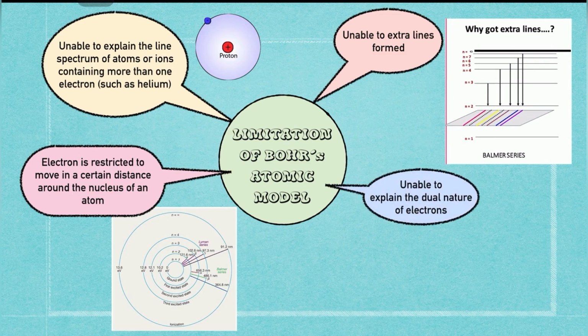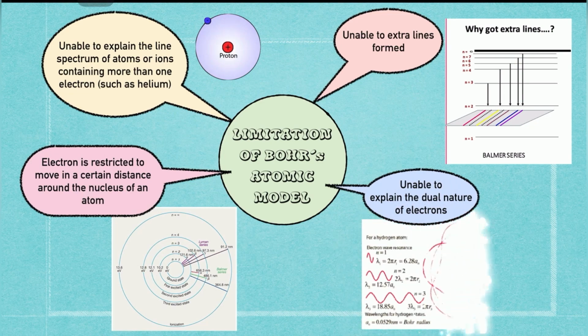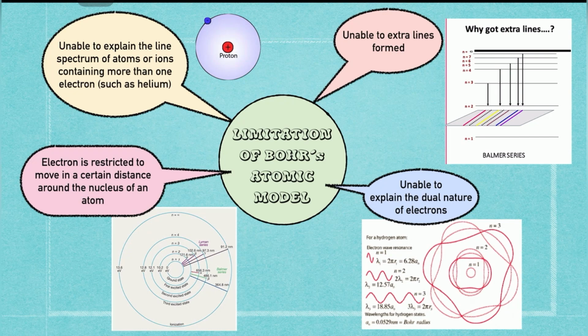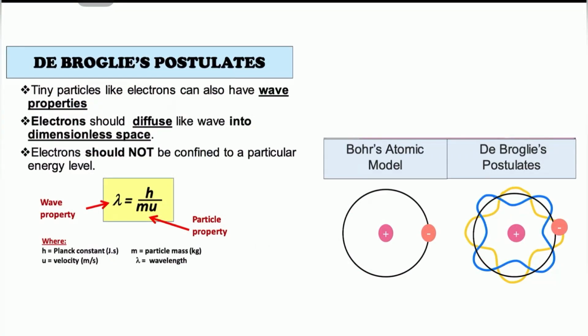And then it is unable to explain the dual nature of the electron. The dual nature refers to the wave-like properties and particle-like properties. That is the dual nature of electrons. So these are the limitations of the Bohr's atomic model. Okay, let's see de Broglie's postulate.